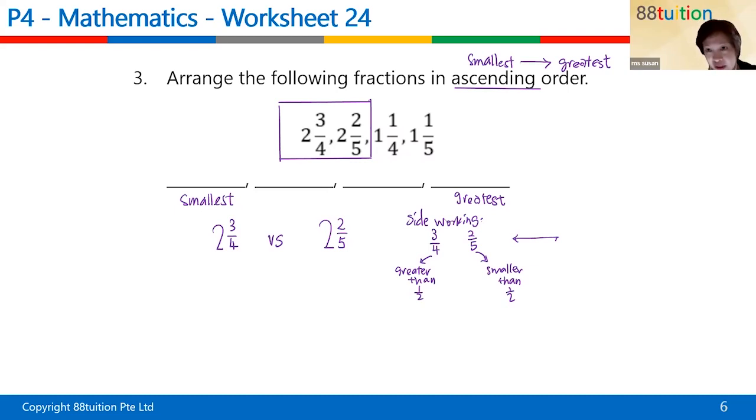Yes, Ivan. Just now you were kicked out of the meeting, so I have explained this. Since they have a whole number of 2 wholes for each, I cannot compare the whole number. So I compare using the fractions 3/4 and 2/5. This is my side working. Of course, if you can do it mentally in your mind, then that's good. For 3/4 and 2/5, I want to compare which one is the smaller fraction.